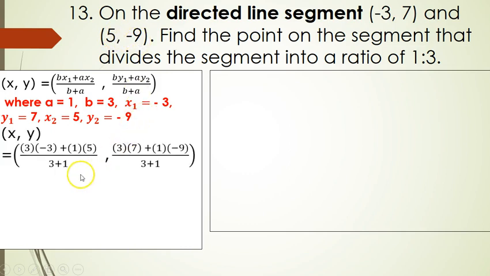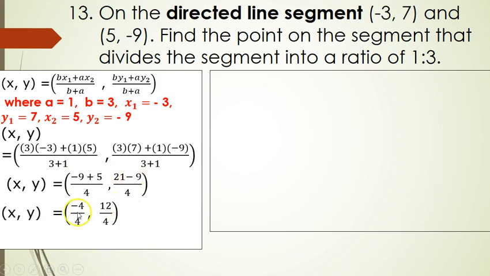So then we're just plugging that stuff into the formula. Remember, you've got to use PEMDAS here. So you're going to multiply, multiply, add, multiply, multiply, add. Remember, we're solving for an x and a y value here. So that gives negative 9 plus 5, and 21 minus 9. Negative 4 divided by 4 is negative 1, and 12 divided by 4 is 3. Okay, so that's one way to do the problem.